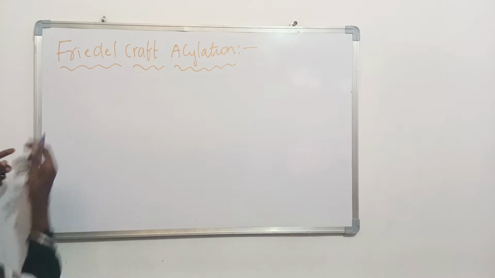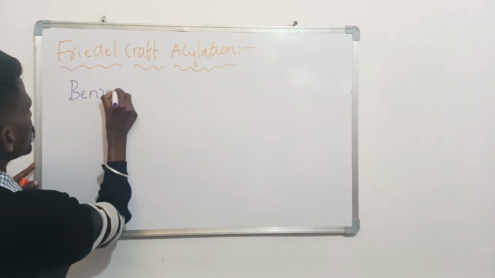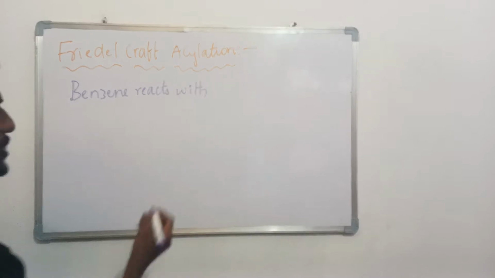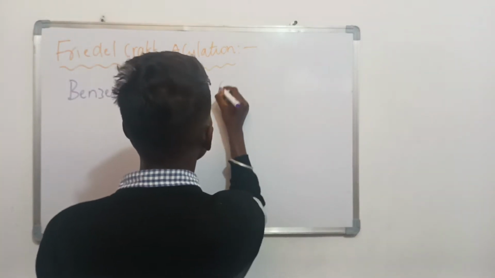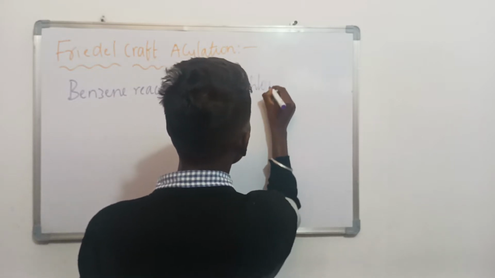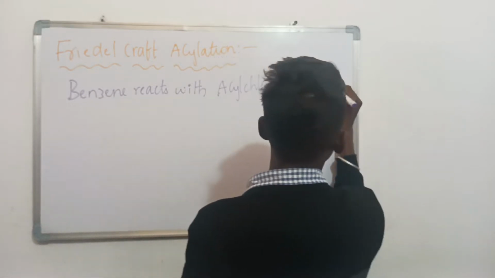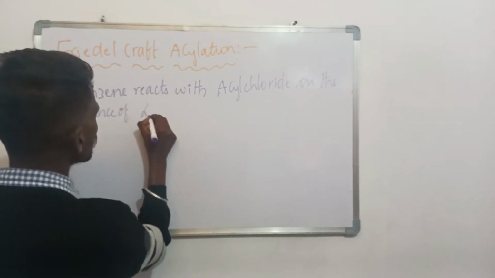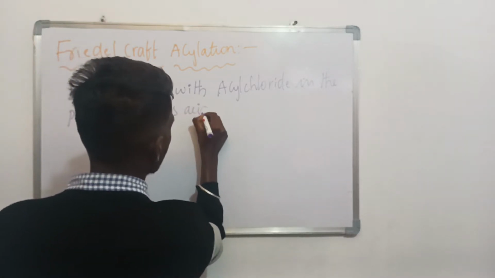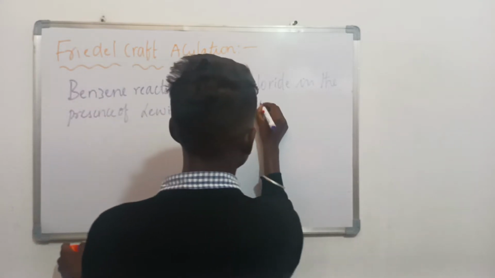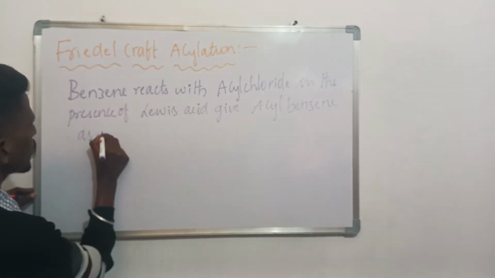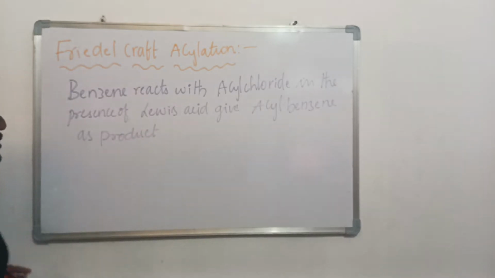So benzene reacts with acetyl chloride, or maybe acyl chloride, in the presence of a Lewis acid, and gives acyl benzene as the product. This is known as Friedel-Crafts acylation.